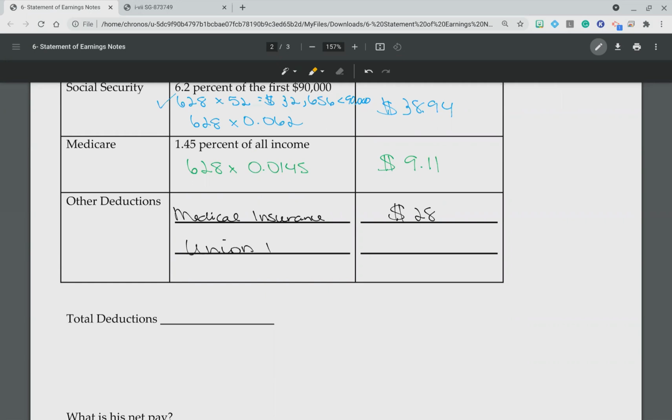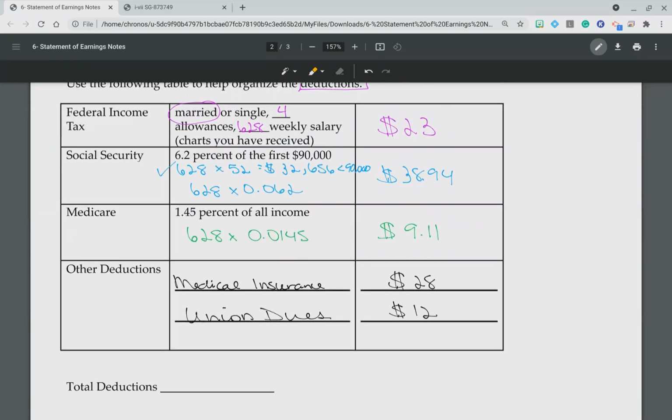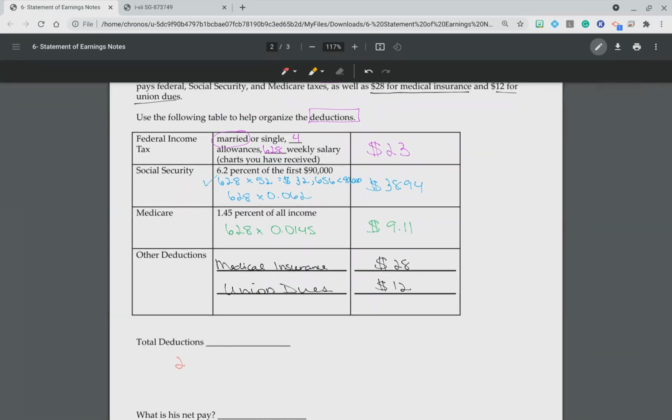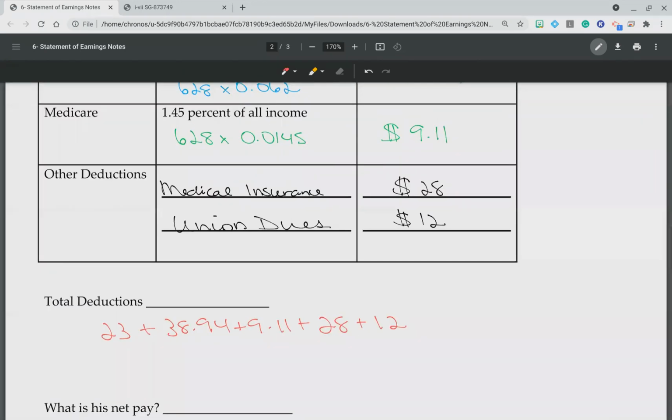And for union dues, we are paying $12. All right, so then to find my total deductions, I'm going to add all that up. 23 plus $38.94 plus $9.11 plus $28 plus $12. So we're just taking all of our deductions and adding them together to find our total deductions. And when I type that in my calculator, I get $111.05.